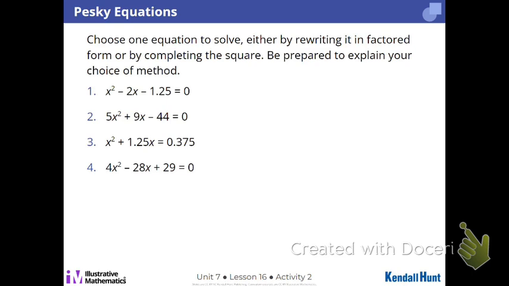You can use factoring and the ZPP. You could use completing the square. I don't care. Guess and check. You can use any way that you would like to solve one of these. Let's go. Pick one and then pick a way you're going to solve.